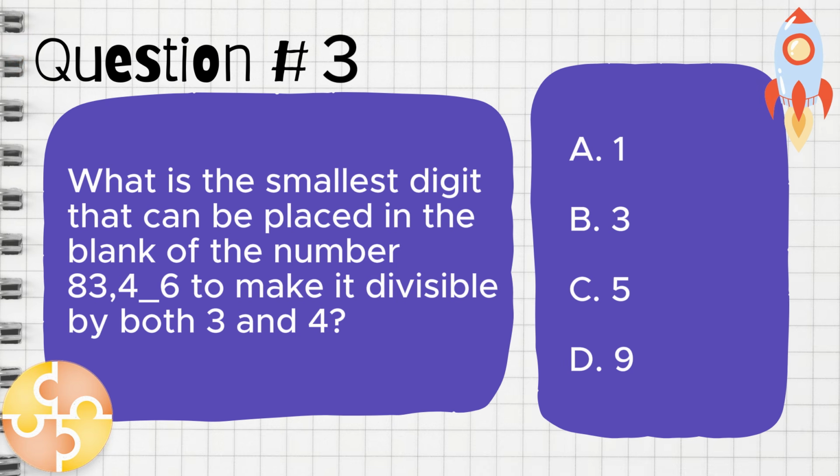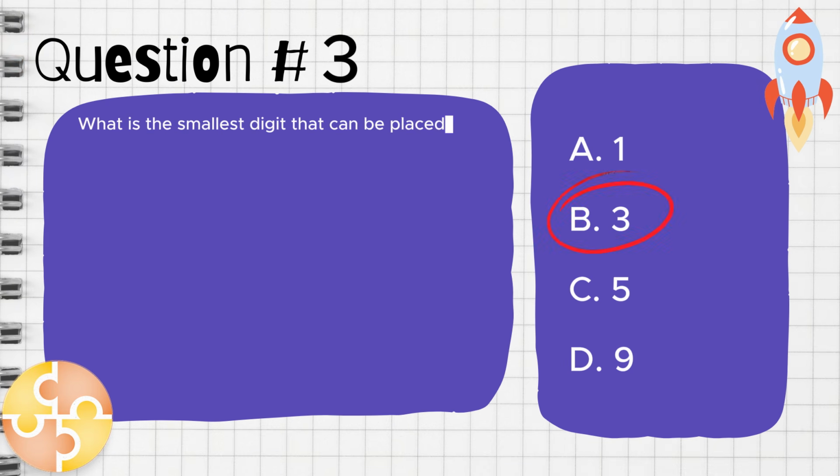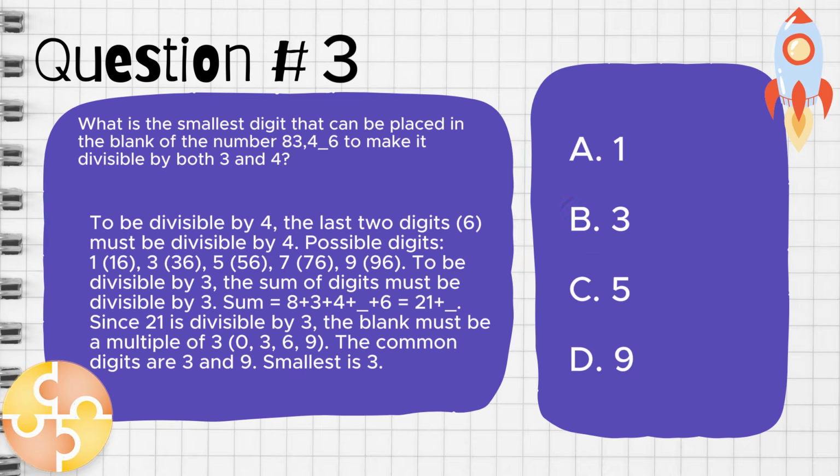Time's up. The correct option is B. 3. Here's why. To be divisible by 4, the last digits, blank 6, must be divisible by 4. Possible digits: 1 resulting in 16, 3 resulting in 36, 5 resulting in 56, 7 resulting in 76, or 9 resulting in 96.